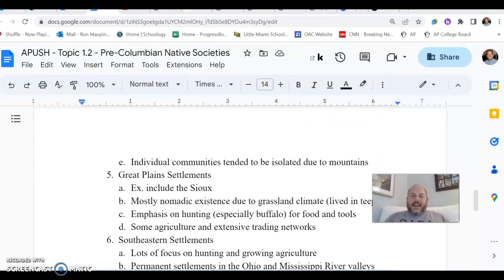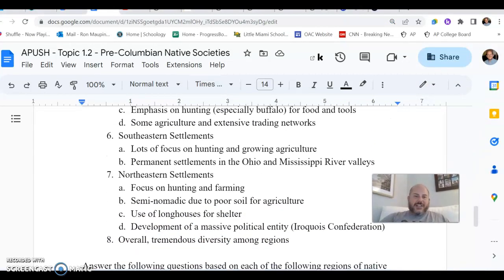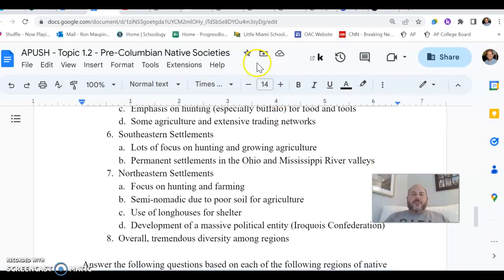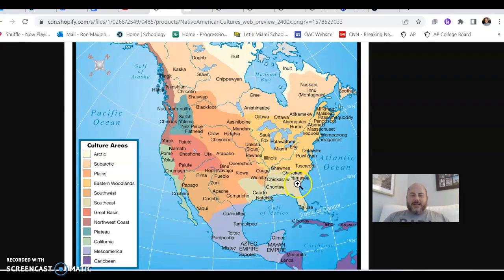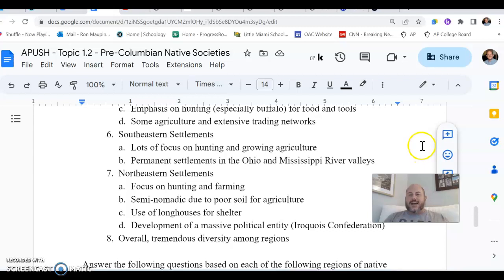Now, in addition to that, you're going to see communities emerging in the southeast, focused primarily on hunting and growing corn. That's going to be primarily in the modern-day southeast United States, Choctaw, Chickasaw, etc. And then we get into the northeast. Once again, you're talking about a lot of hunting, some farming, although when we get into the far northeast, like the Narragansett, not as much because the soil's not so great. Use of longhouses, like as we saw before, longhouses tend to keep you warm.